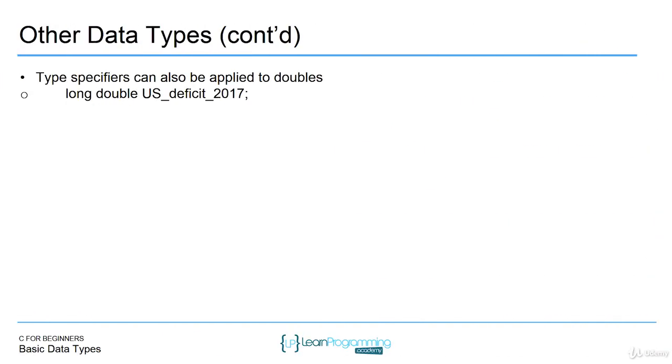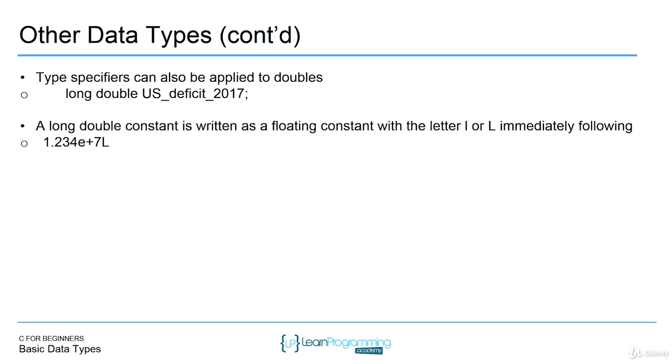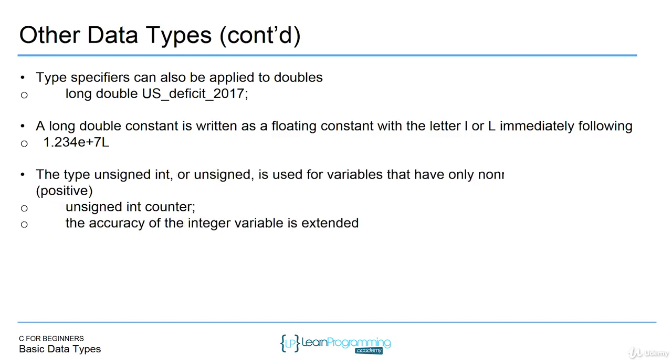So type specifiers can also be applied to doubles, as I mentioned. These shorts and longs, you can say long double. And here we create a long double. For the long doubles, you can use the capital L, as I mentioned, or lowercase l, the same way you would with the ints.